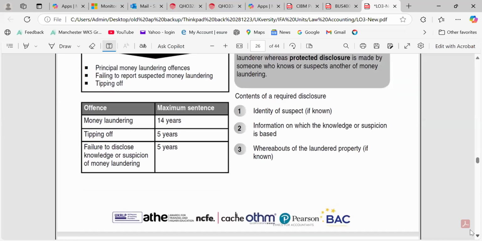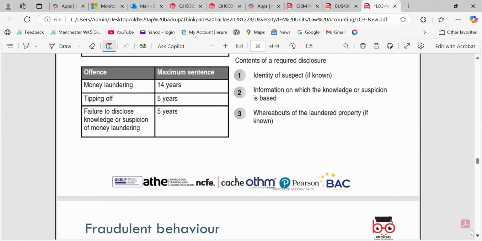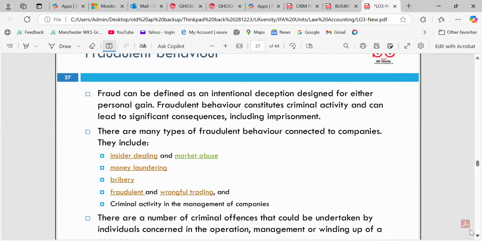Tipping off about money laundering, if it happens, carries a maximum imprisonment of 14 years. Failing to report can be 5 years, and failure to disclose knowledge and suspicions of money laundering is 5 years. We need to look at these perspectives, and as accountants, we need to make sure we try to promote a more transparent environment.